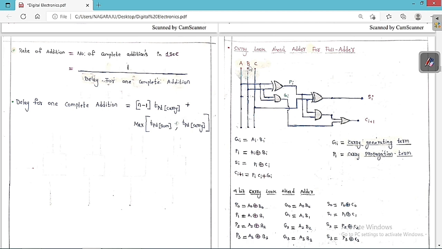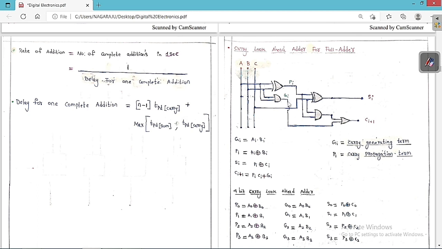Here A, B are the inputs and C is the carry we are going to get from the previous full adder. C is the basic input to this full adder from the previous full adder circuit. This is the important thing that you always have to keep in mind. So this is the input A, B, C, and here we have PI and GI, and this is SI and this is CI plus 1. So this is the SI output, and this is the CI plus 1 carry we are going to get here.